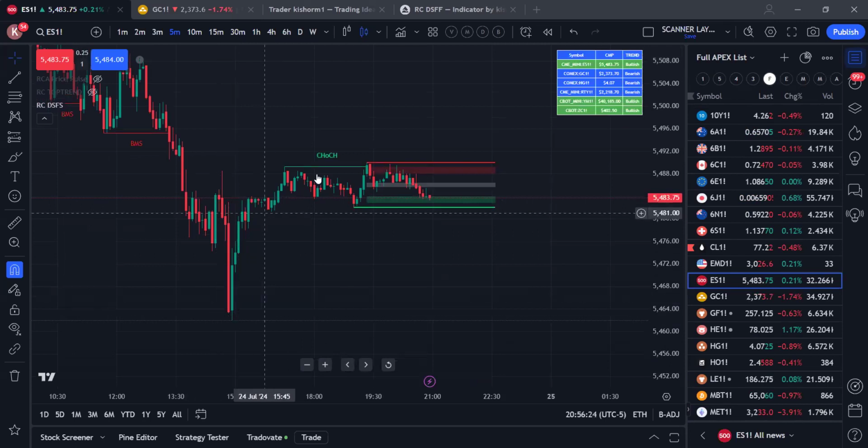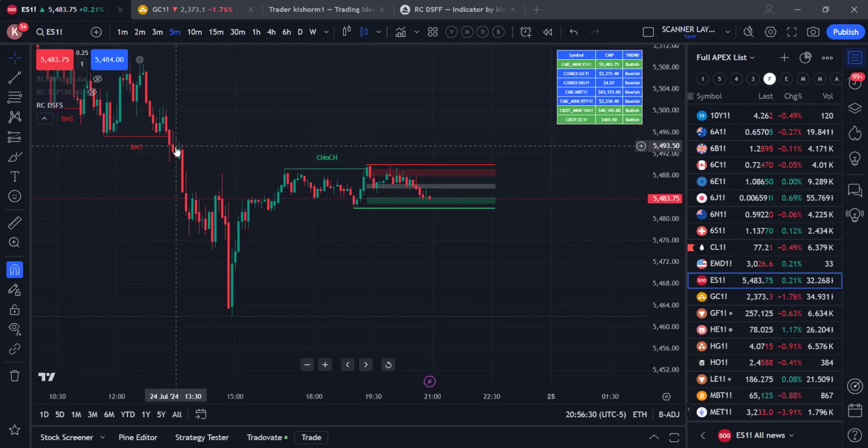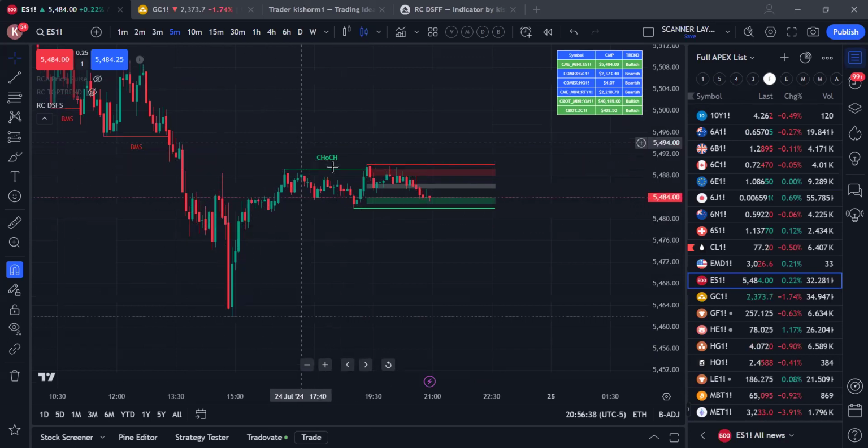Right, again, already it moved nearly 20 points up. So throughout the day it was in the bearish structure, but basically it broke the lower lows and created higher lows. So that's why there is a change of character. That means the trend got changed from bearish to bullish.